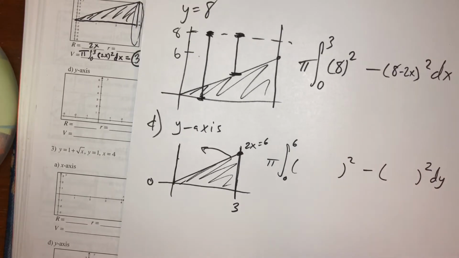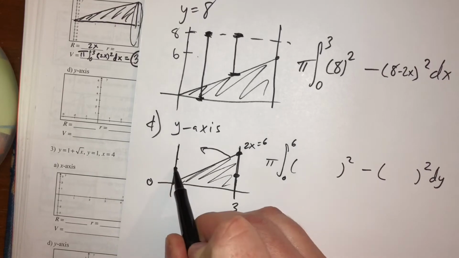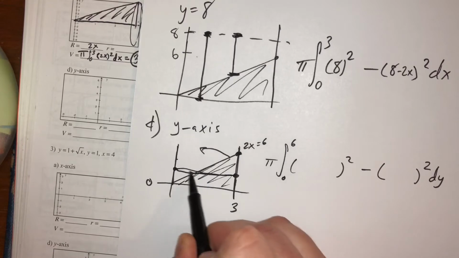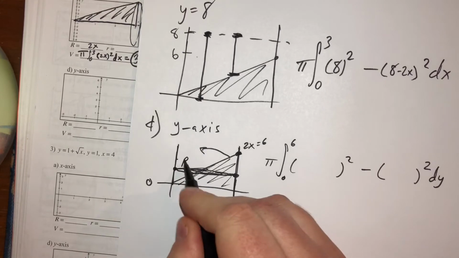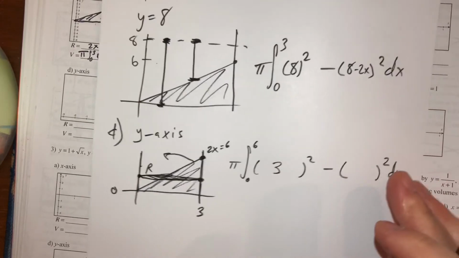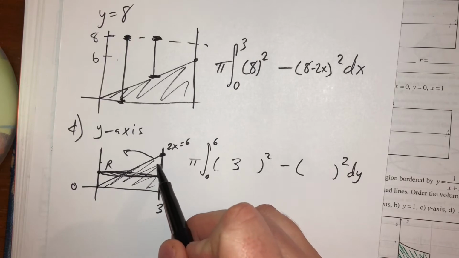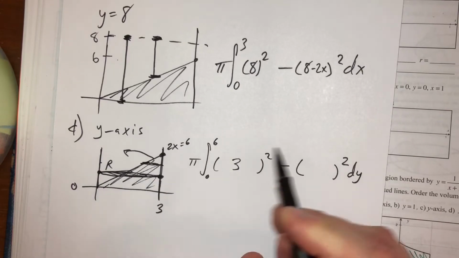Let's find our two radii. Here's the radius, so here's our big radius. It's just 3 down to 0, so we can just say our big radius is 3. And then our small radius is 3 down to our line.